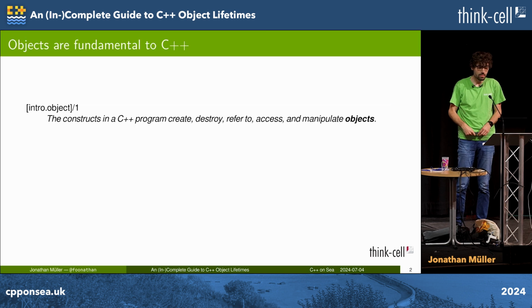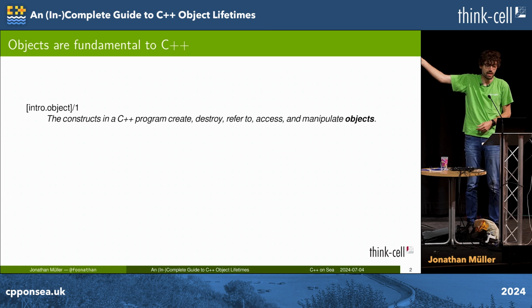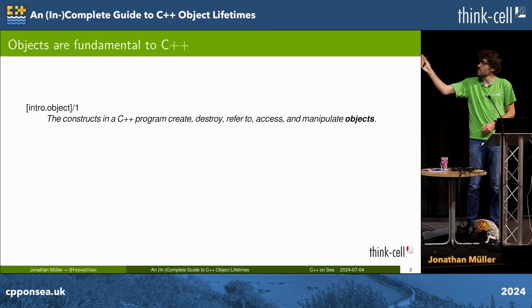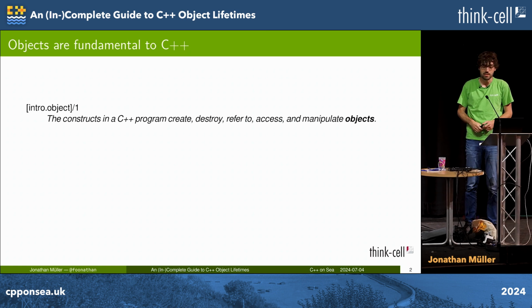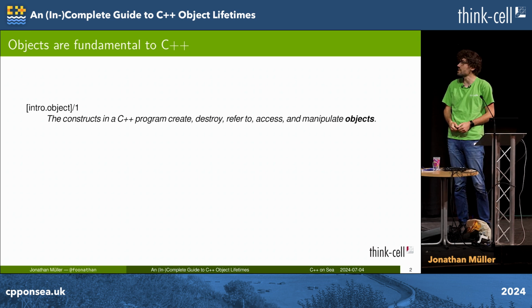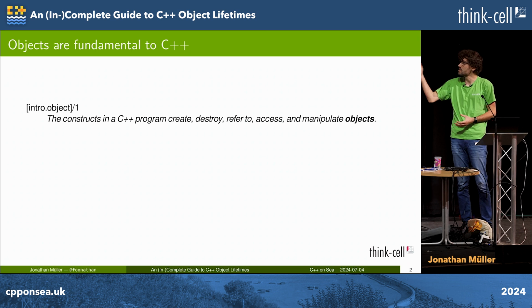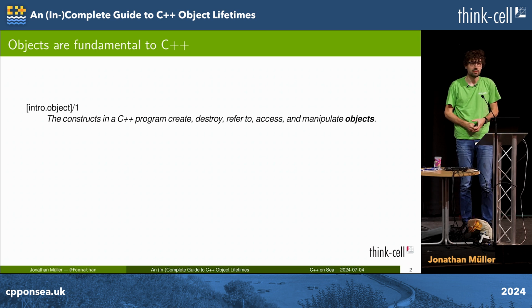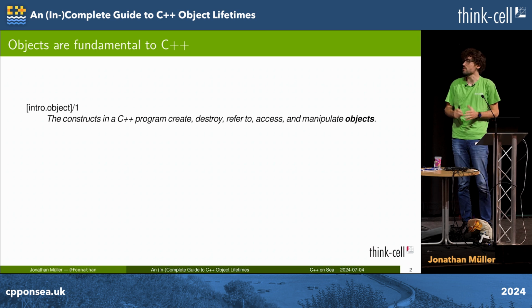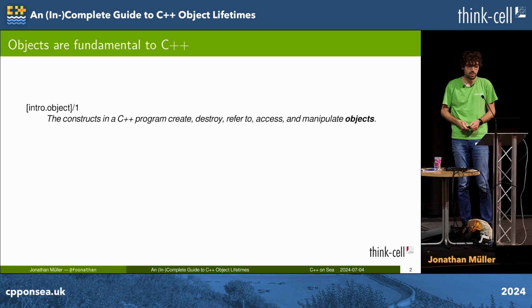Now, objects are fundamental to C++. This is a quote from the C++ standard. We're going to get those a lot. So intro.object paragraph 1 says the constructs in a C++ program create, destroy, refer to, access, and manipulate objects. So essentially, all a C++ program does is manipulate objects, right? Without objects, we don't have any C++ programs. And I don't mean objects in the object-oriented sense of the word. It's just a term of art from the C++ standard. And everything we do is manipulate those objects.